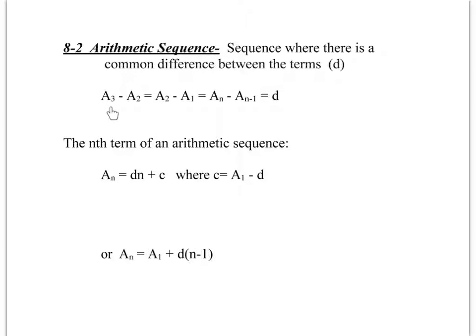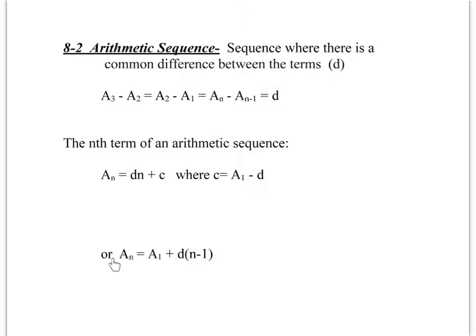So a sub 3 minus a sub 2 is equal to d. A sub 2 minus a sub 1 is equal to d. And a sub n minus a sub n minus 1, the previous term, is always d. The nth term of an arithmetic sequence is a sub n is equal to dn plus c. This is actually just a linear function, where c is equal to a sub 1 minus d.